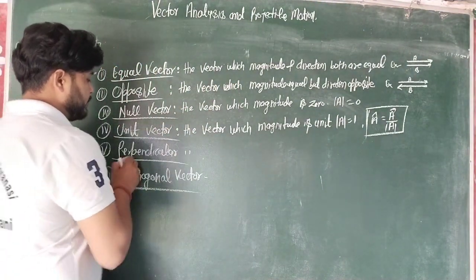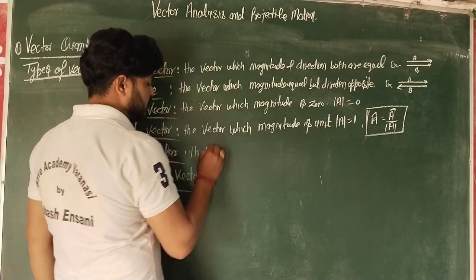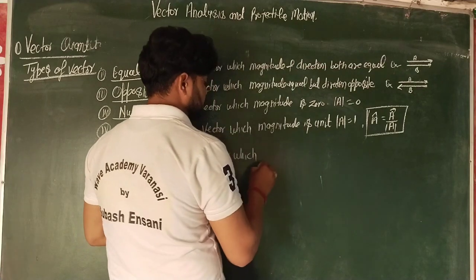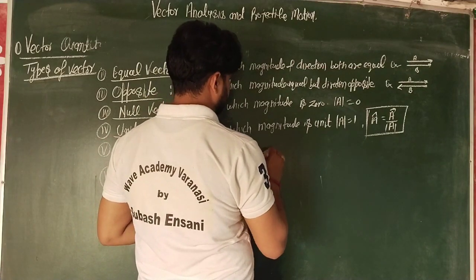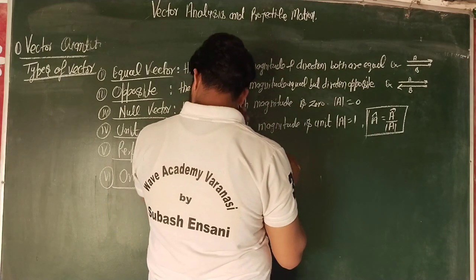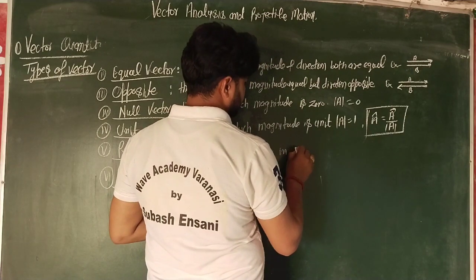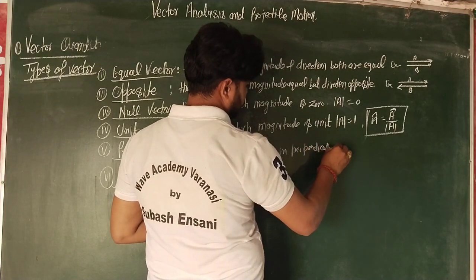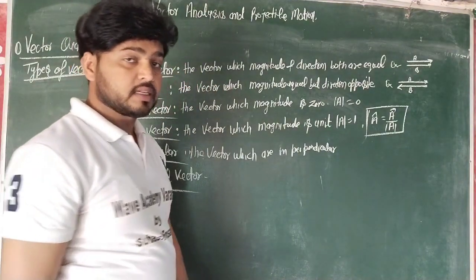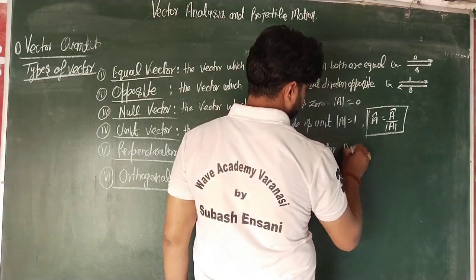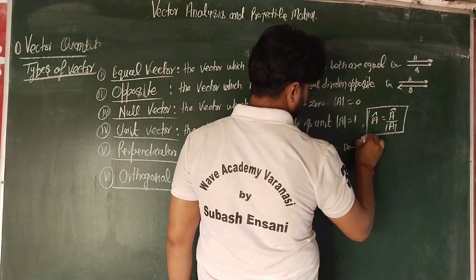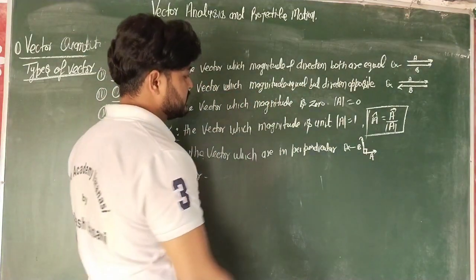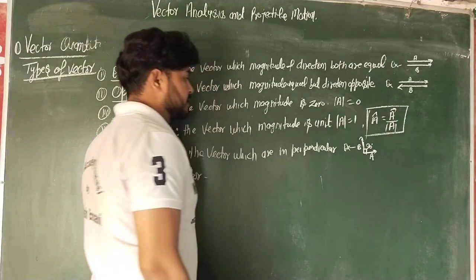Okay, perpendicular vector. The vectors which are perpendicular, that means they are attached with a 90 degree angle, like A and B. The angle between A and B is 90, which is known as the perpendicular vectors.